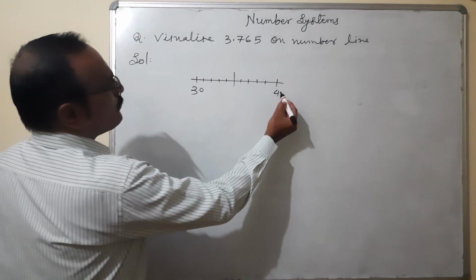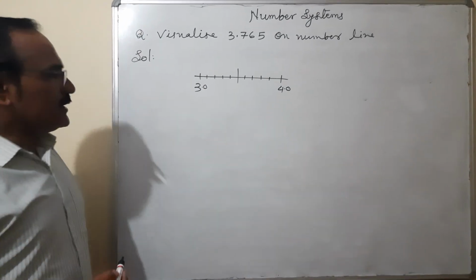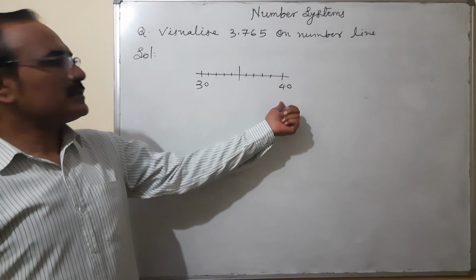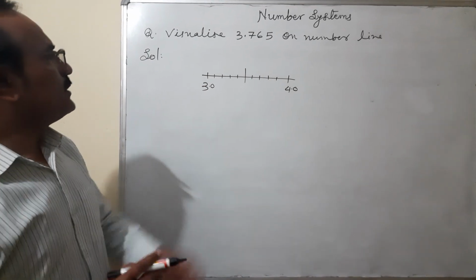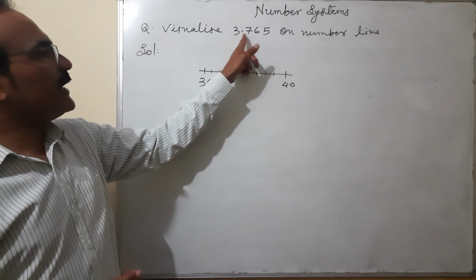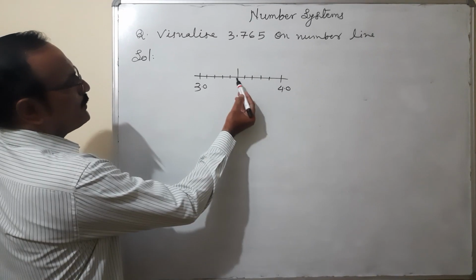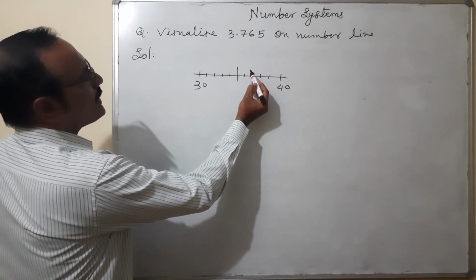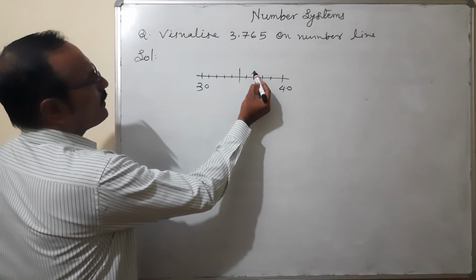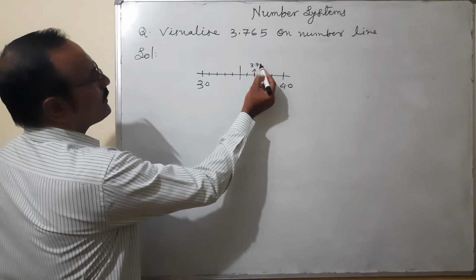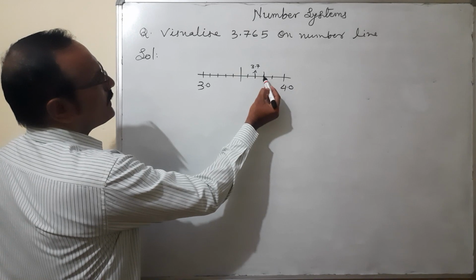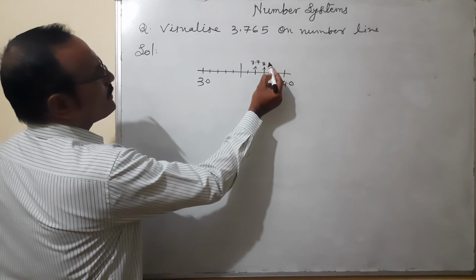3.0 and 4.0. This can be written for the sake of our convenience so that we don't confuse. This is 3.7, after the decimal the next number is 7. So let us see where 3.7 is. This is 3.567, 3.7. After that, this is 3.8.